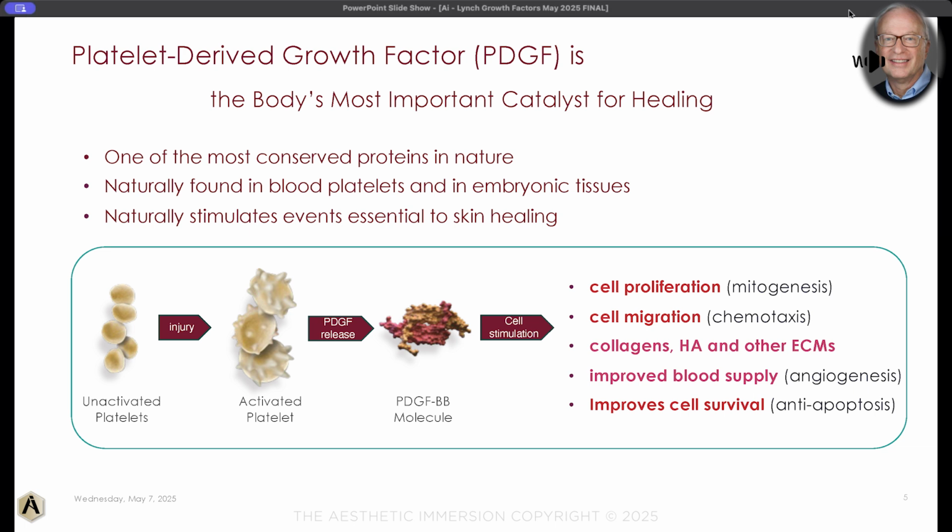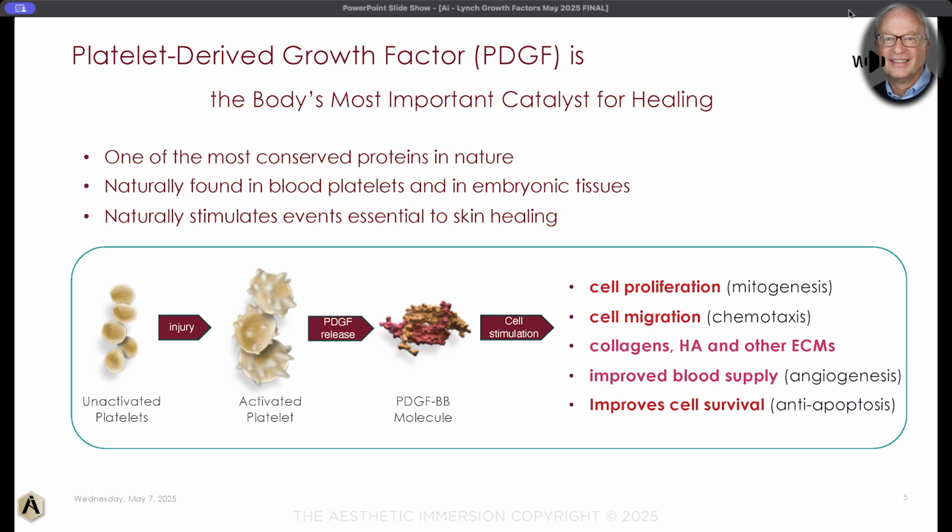Instead, we developed PDGF, platelet-derived growth factor, to help those wounds heal. It is also very important in embryologic tissue development. So in fetal development, PDGF is key to helping regulate and regenerate, or actually, in that case, generate de novo a human being, a fetus in utero.